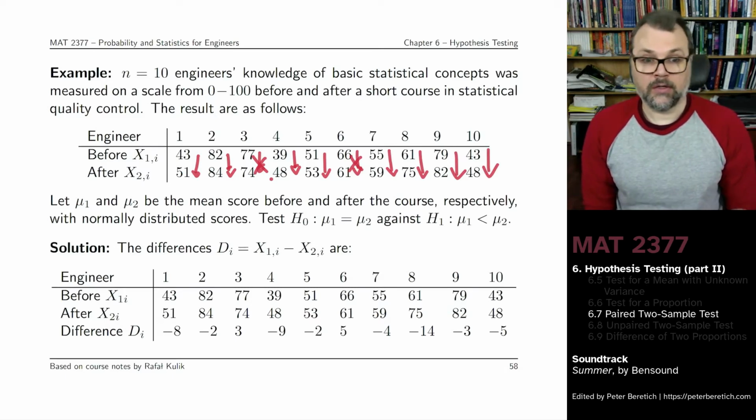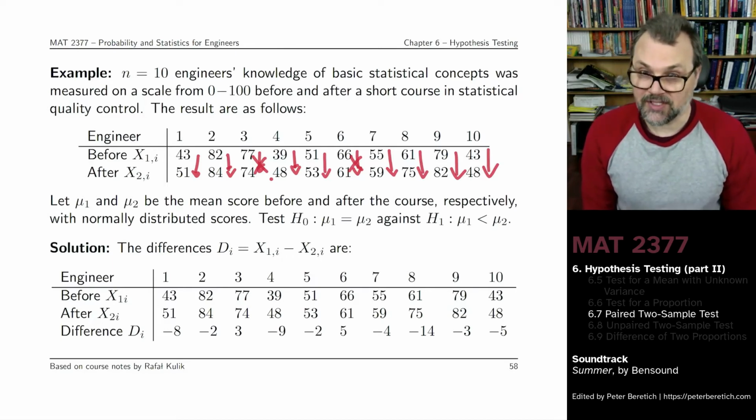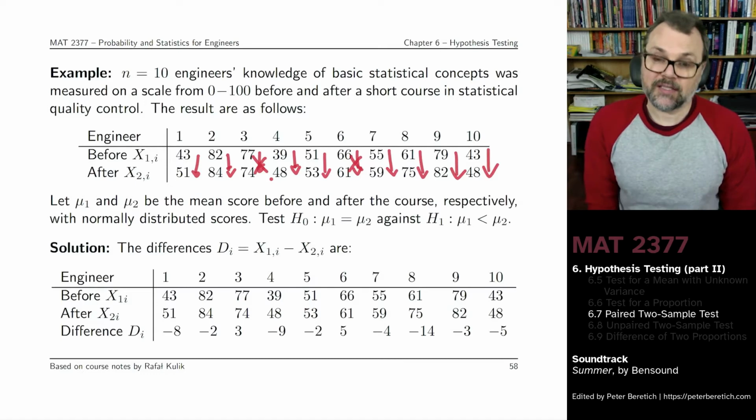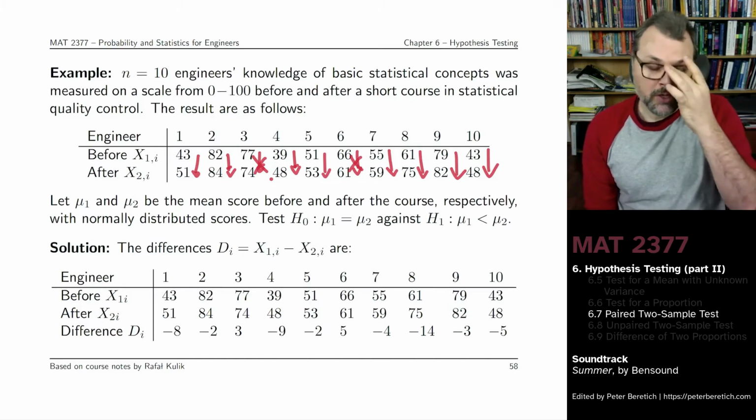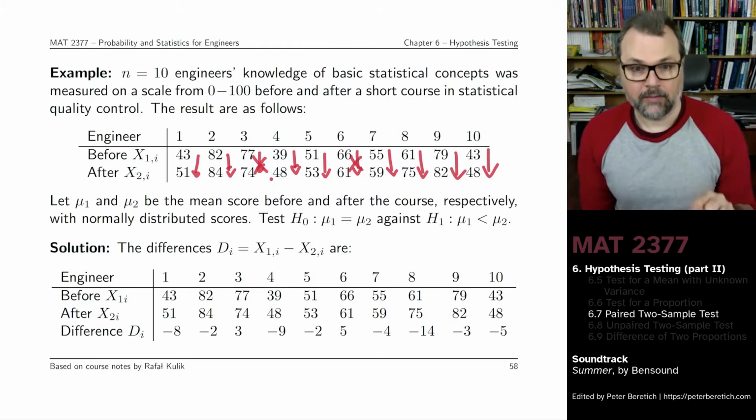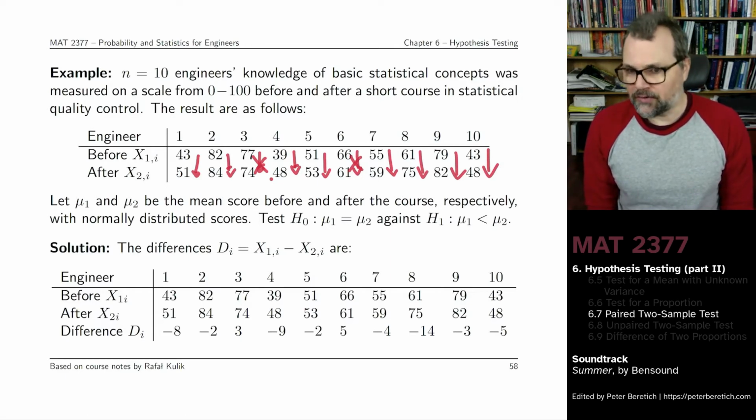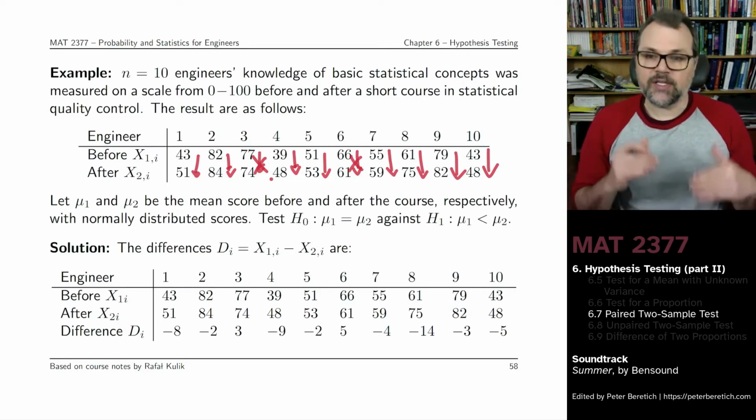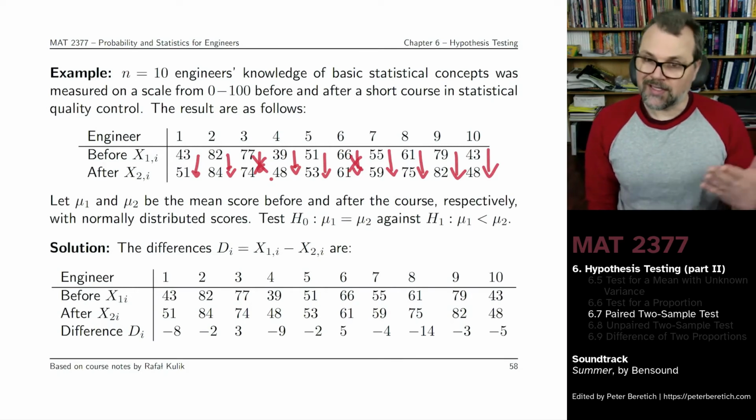So if mu1 is the true population mean of the scores before they took the course, and mu2 is the true population mean of the scores after they've taken the course, what you are testing for here, assuming that these are normally distributed scores, which they might not be, but let's make that assumption, is the null hypothesis that the course had no effect. The true population means would be exactly the same, mu1 is equal to mu2, against the alternative hypothesis. What you're hoping to show is that the course had an effect and has improved the engineers' basic understanding of statistical concepts, that mu1 is smaller than mu2.